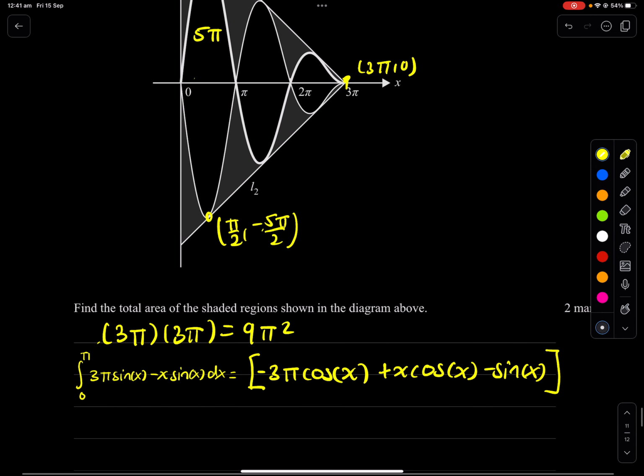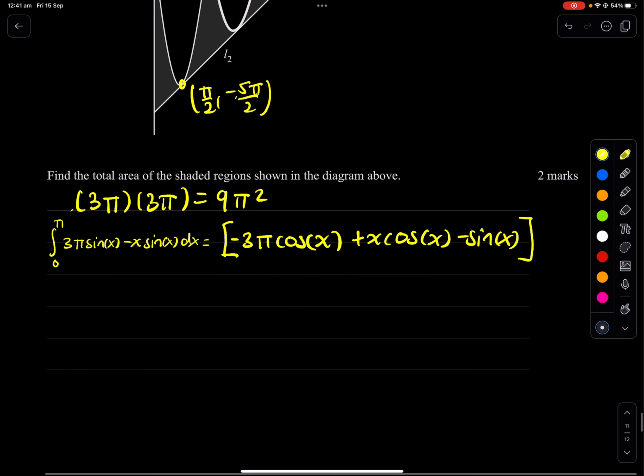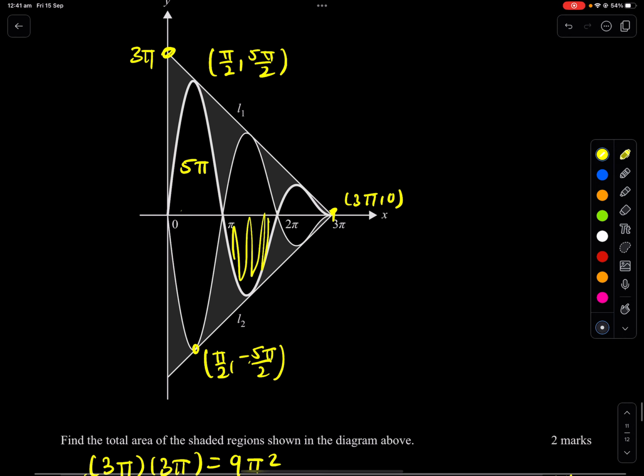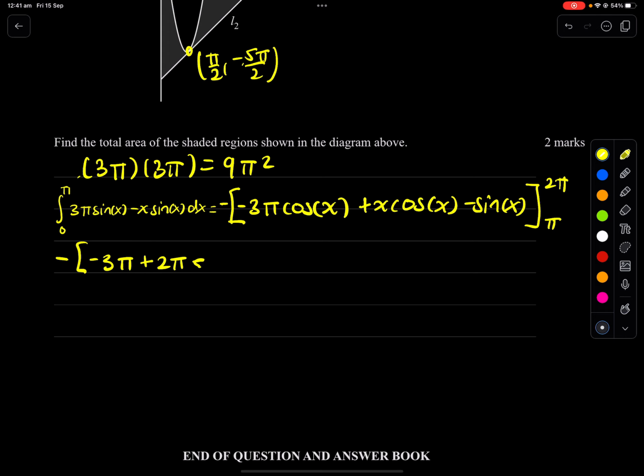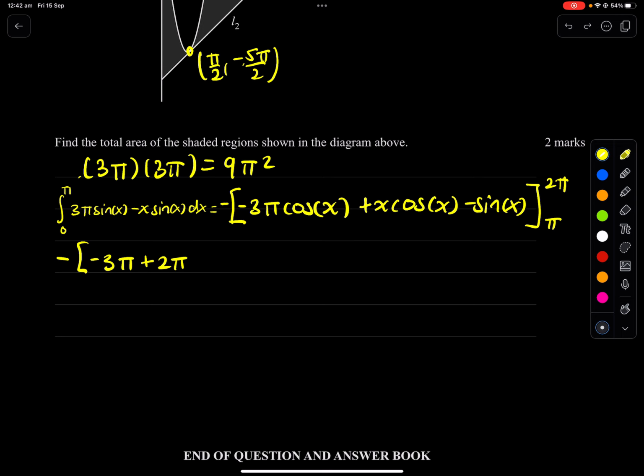And we're saying from pi to 2 pi. Be careful, but here we have to put a minus sign. Okay, so we put a minus. If we sub in 2 pi, negative 3 pi, what's cos 2 pi? It's 1. Plus 2 pi, cos 2 pi is 1. Minus sine 2 pi, which is 0.